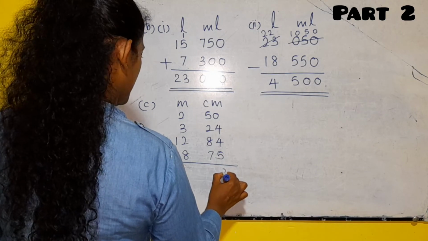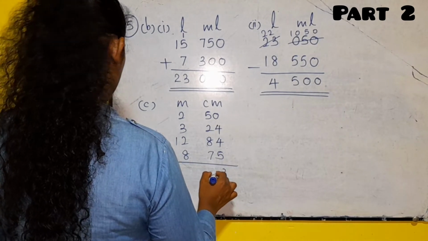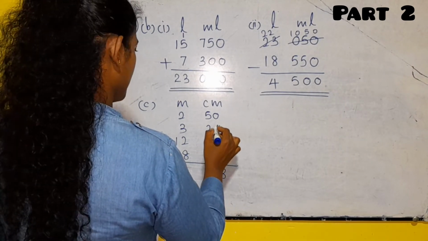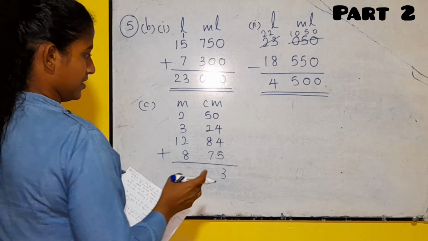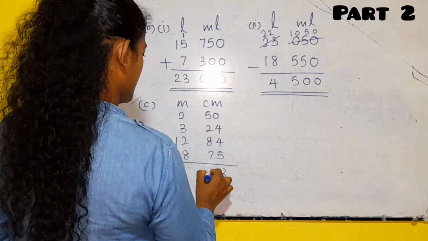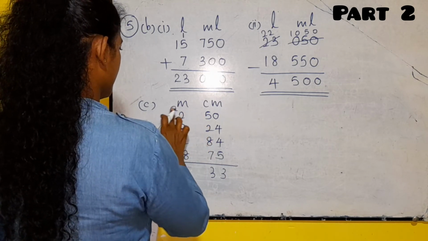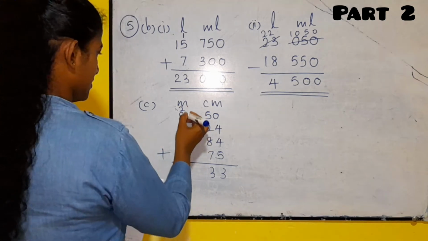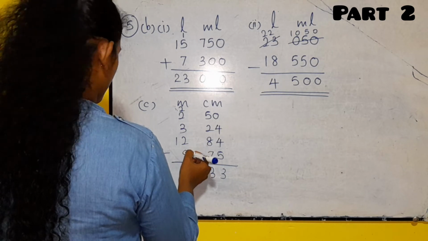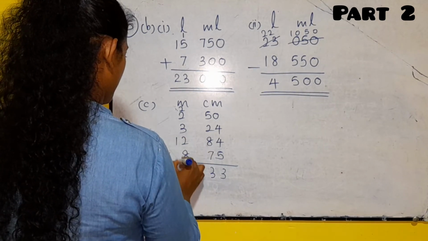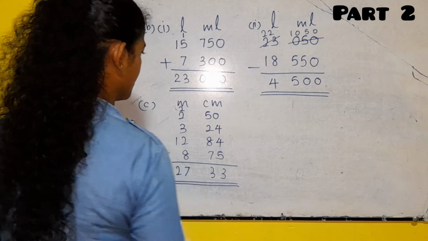Here 13, then keep 3 here and then 1 goes to this side. Then here the addition is 7 plus 1, 8. 8 plus 8 is 16. Then 18. 18 plus 5 is 23. So keep 3 and take 2 to the meter side. Then here the addition. 4 plus 3 is 7. 7 plus 10, 17. Then 1 plus 1 is 2. 27 meters, 33 centimeters is the perimeter.